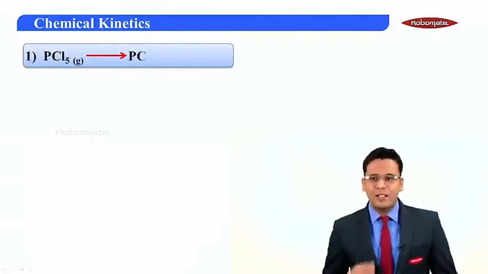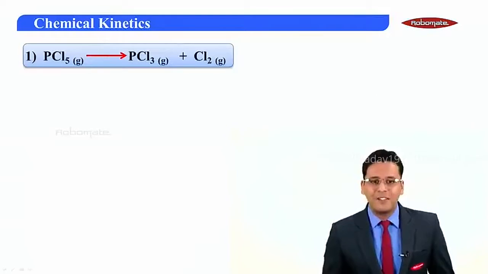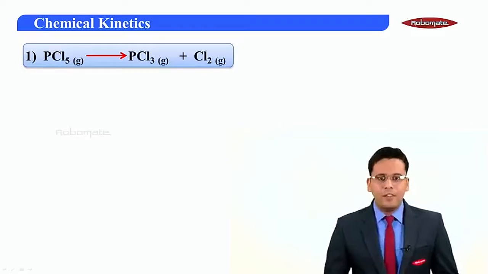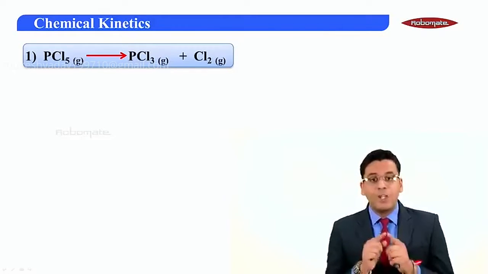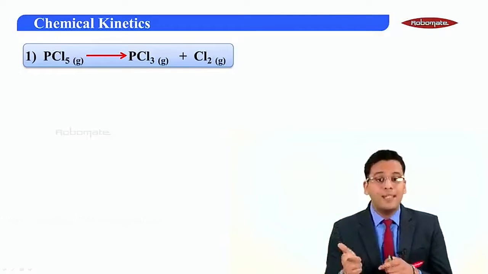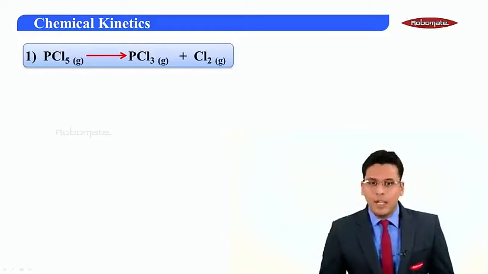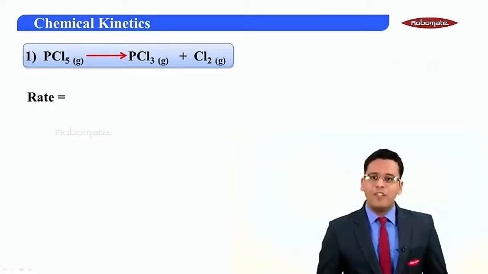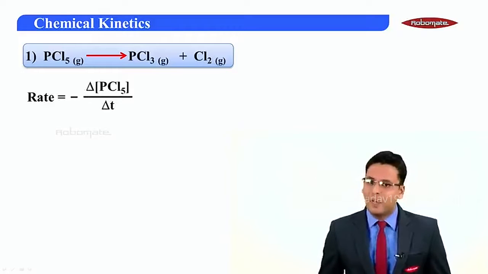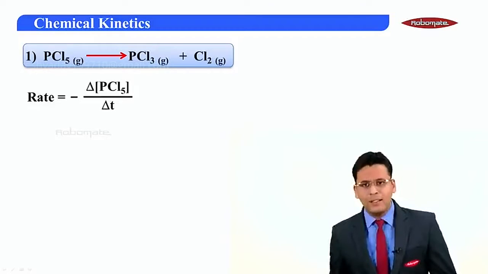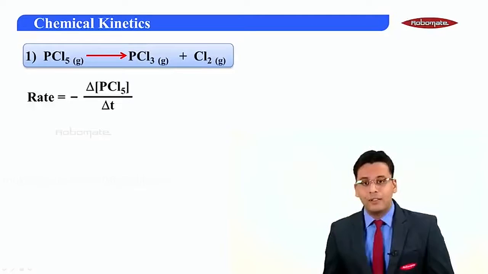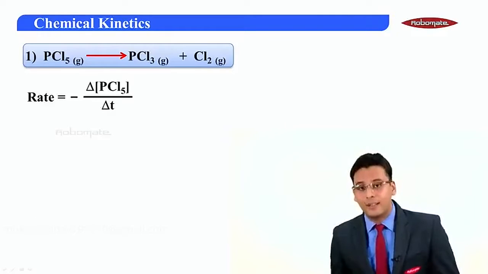Consider this reaction, decomposition of PCl5, which produces PCl3 and chlorine. If I were to write an equation which equates the rate of reaction with respect to PCl5, PCl3 and Cl2, it will look something like this. Rate of the reaction is equal to minus delta concentration of PCl5 upon delta T. Minus because PCl5 is a reactant. So in terms of PCl5, I will have to add a negative sign.